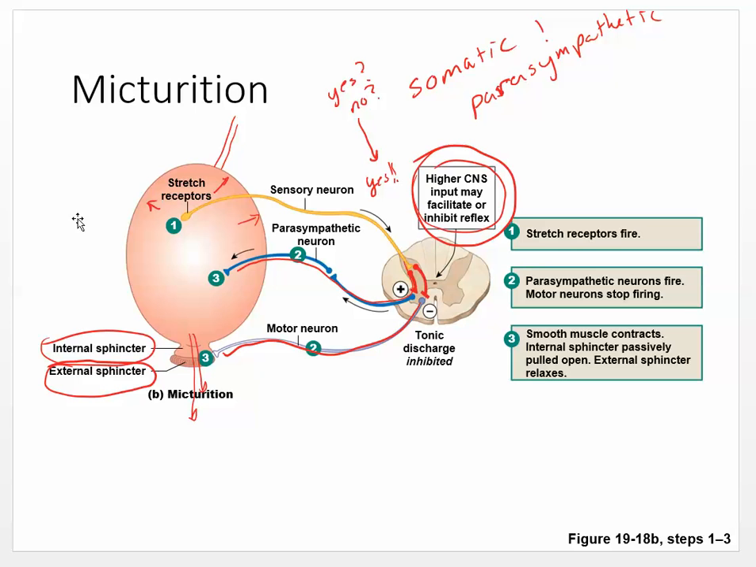I actually think the micturition was probably in the previous chapter, but I wanted to talk about it very briefly. That's it for this entire section.